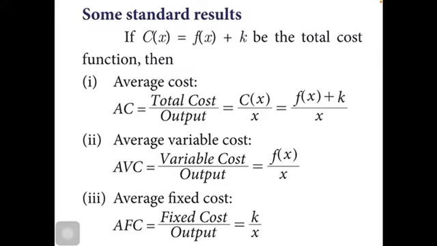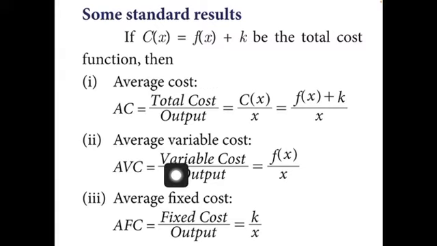Here are some important results that we use to solve problems. If c of x is equal to f of x plus k be the total cost function, f of x is the variable cost, k is the fixed cost. So, the formula for average cost is total cost divided by output. Total cost is c of x, that is the whole function, divided by x, that is the average cost.